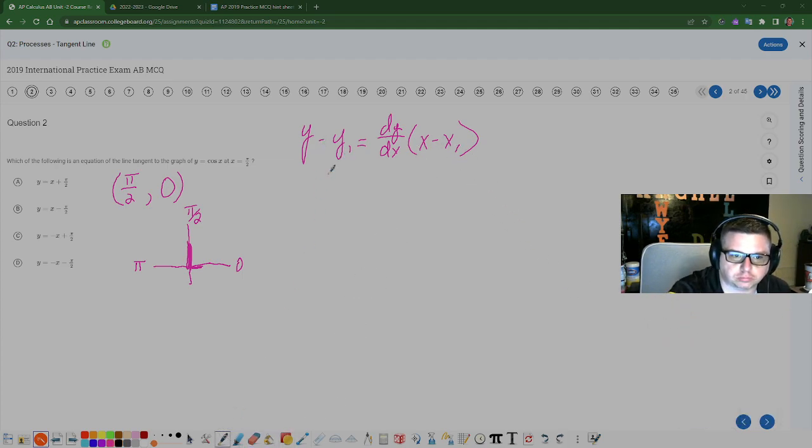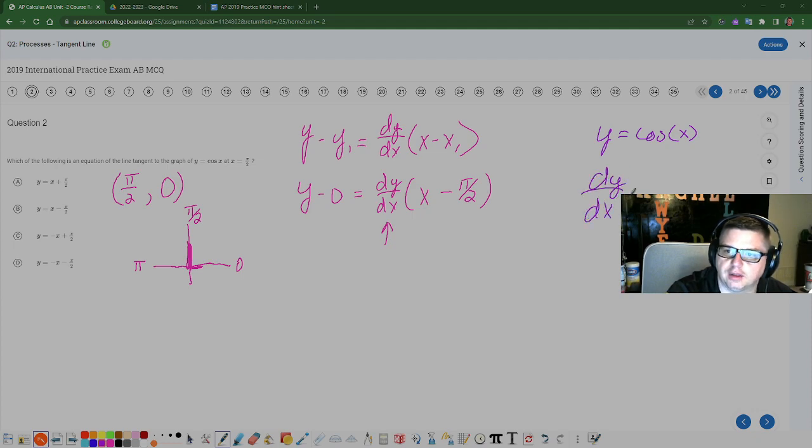So in our case, we're going to have y take away 0 equals dy over dx, x minus pi over 2. So now what we need is to fill in for this dy over dx. Well, we've got an equation. That is y is cosine of x. So we can take the derivative of that, which is negative sine of x. And when we do this, we're looking for the slope at that point. So we're really looking for dy over dx at negative sine of pi over 2.